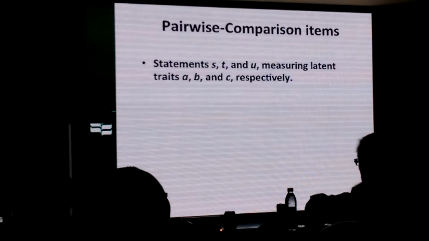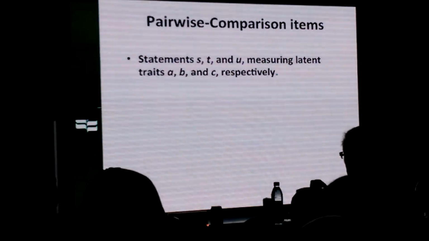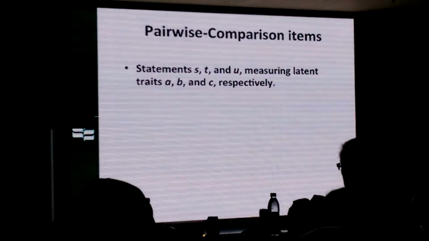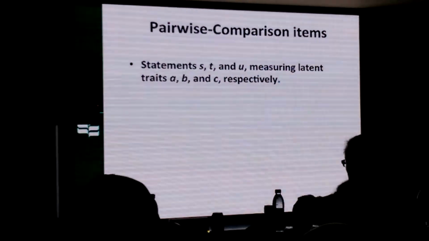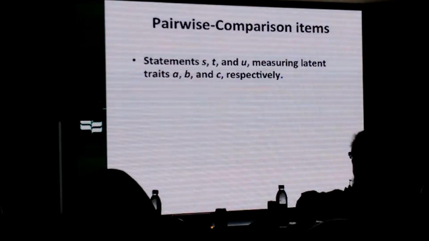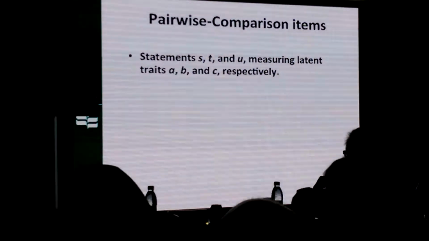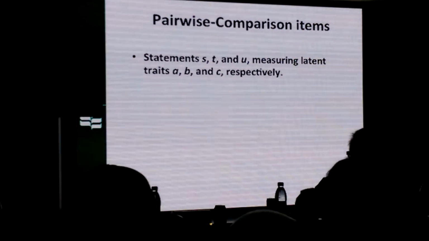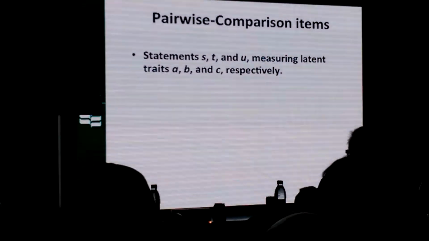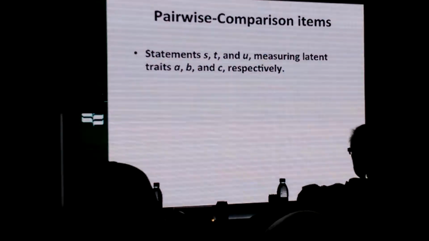Oh, all right, then what should we do? How should we analyze this kind of data? Then I tried to develop a new Rasch model for this ranking or pairwise comparison data. First of all, suppose we have a set of statements: statements S, T, and U, and they are measuring latent traits A, B, and C, respectively. Certainly we can have more than three statements in our statement pool.